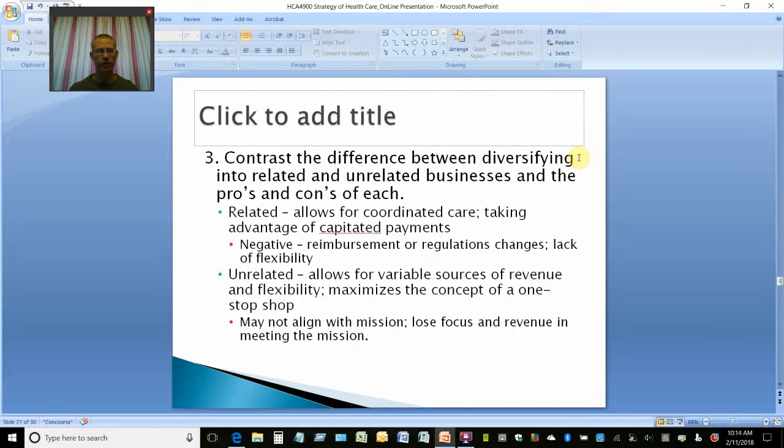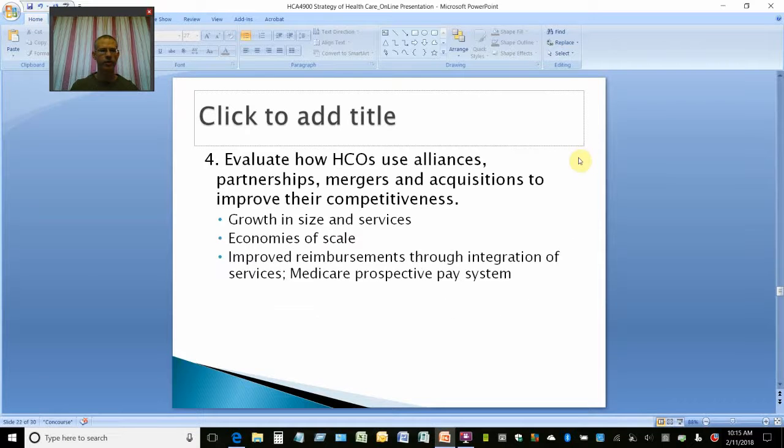Contrast the difference between diversifying into related and unrelated businesses, pros and cons. Related allows for coordinated care, taking advantage of capitated payments, negative reimbursement, regulation changes. Everything's constantly changing, so having everything focused in one direction may be a negative. And unrelated allows for flexibility. It may not align with the mission, though. Loses focus and revenue in meeting the mission if it's not focused on what you're looking to achieve.